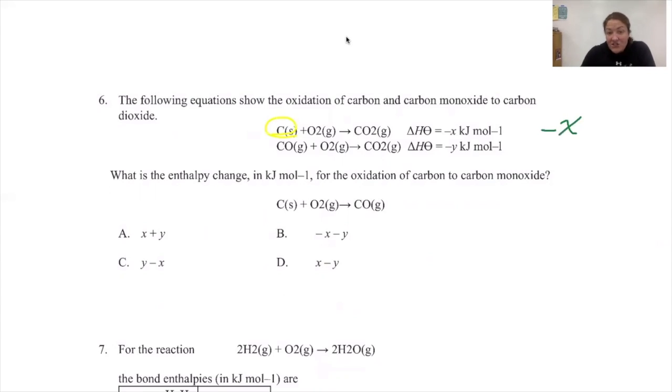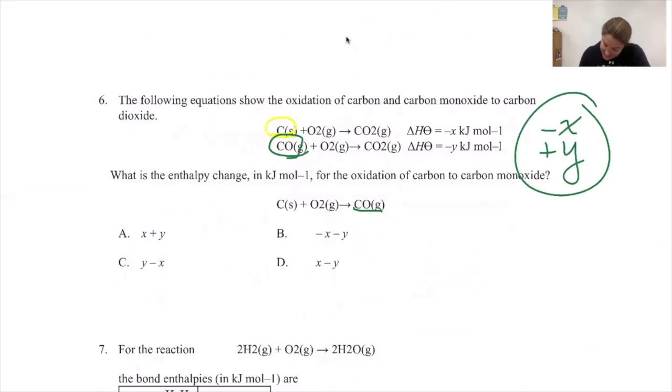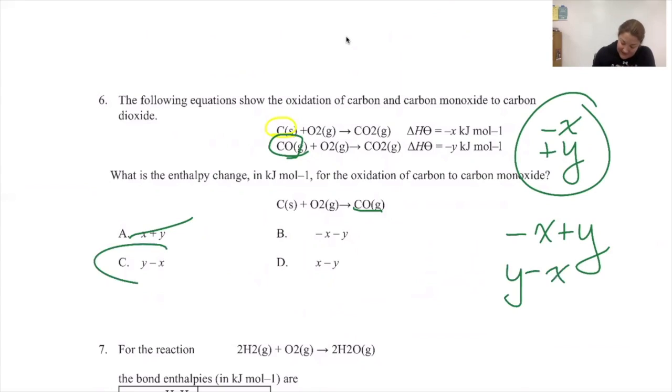For the second reaction, what does it have in common with the overall? Carbon monoxide. Correct number? Yes. Correct side? No. I need to reverse the reaction. So reversing the reaction is going to give me positive Y. Now, summing these up, negative X plus Y, I want to look for which answer is consistent with that. Y minus X, indeed. Negative X plus Y is the same thing as Y minus X.